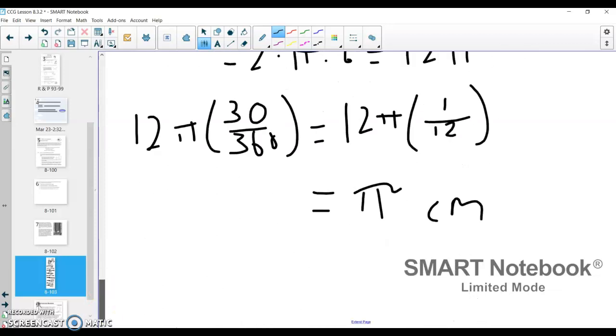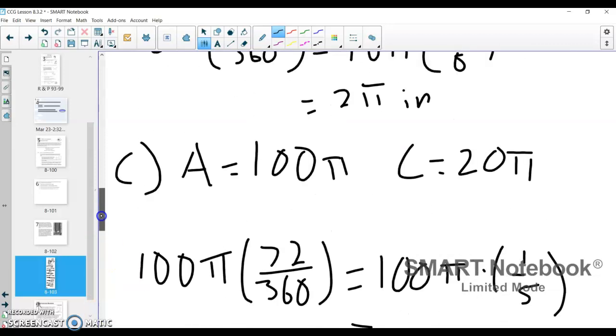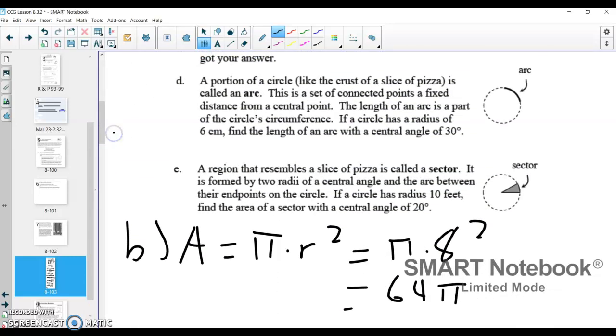All right, last one is part E. And E is the idea of a sector, not an arc. A sector, again, a good picture of it, is like a slice of pizza. It's not just the crust, it's the entire area of the slice of pizza.